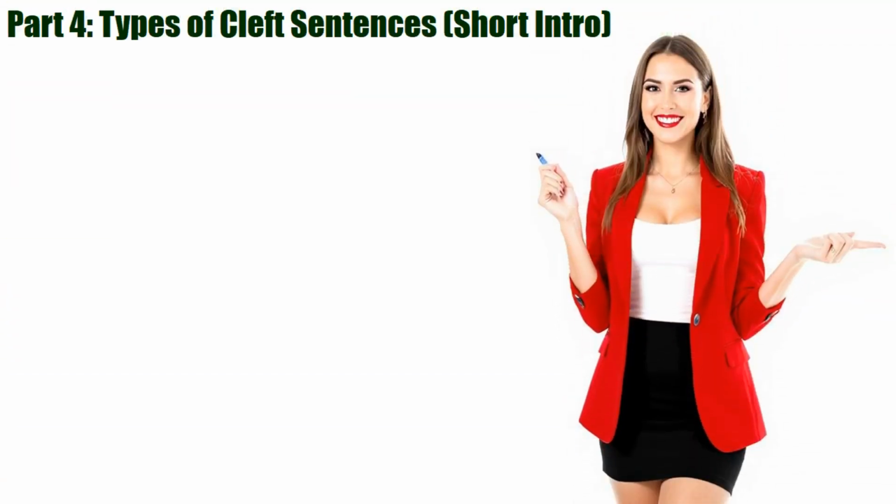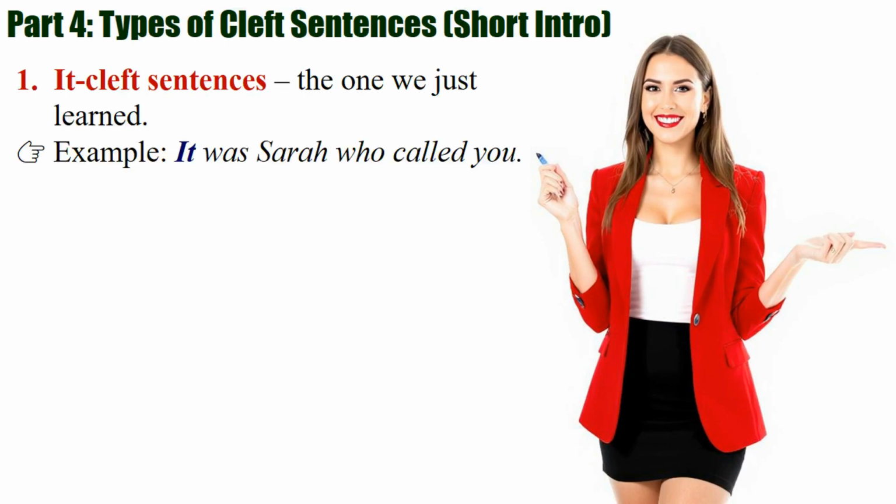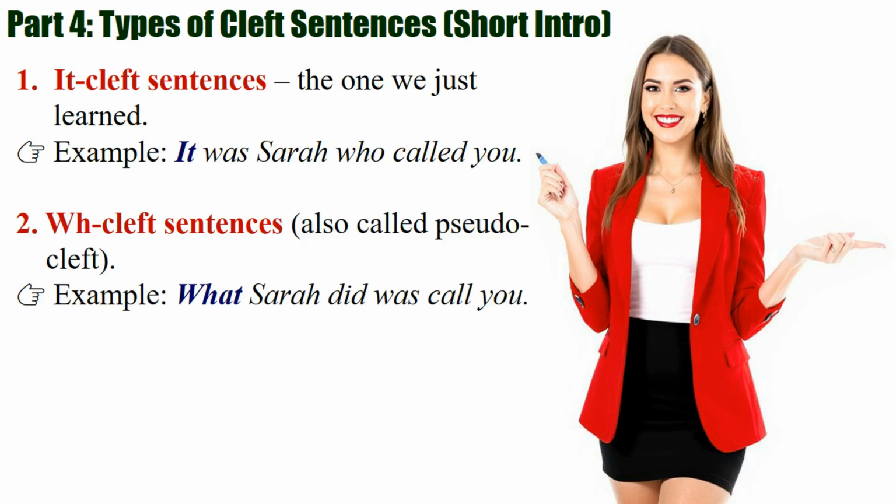Part 4. Types of cleft sentences. Short intro. There are actually a few types, but for beginners, the two most common are 1. It cleft sentences, the one we just learned. Example, it was Sarah who called you. 2. WH cleft sentences, also called pseudo-cleft. Example, what Sarah did was call you. Both add emphasis, but in slightly different styles. Don't worry, we'll focus on it cleft today. It's the easiest and most common.